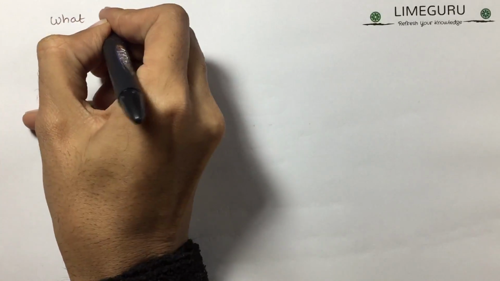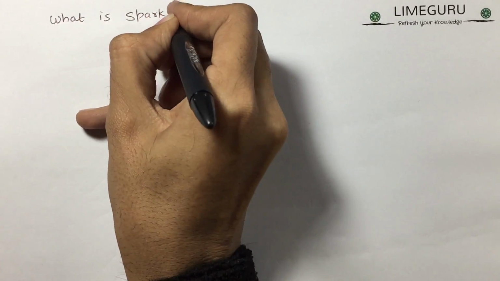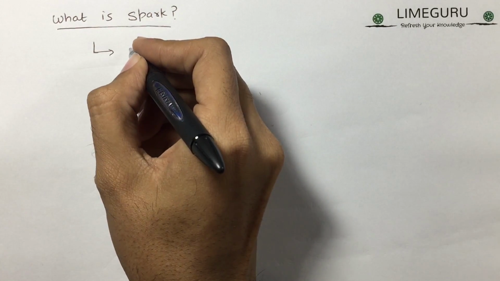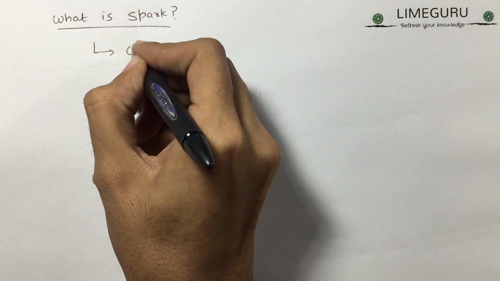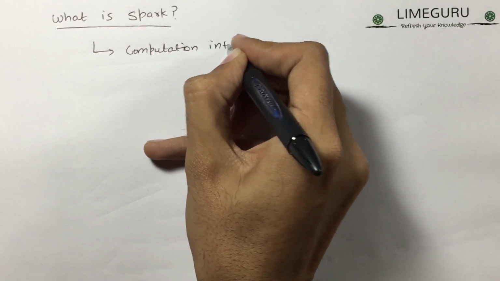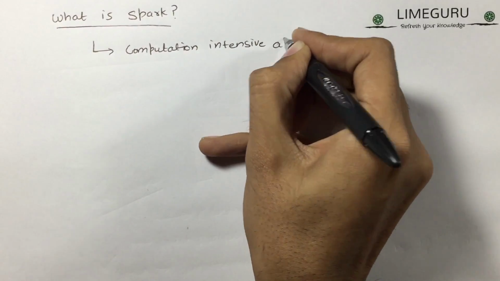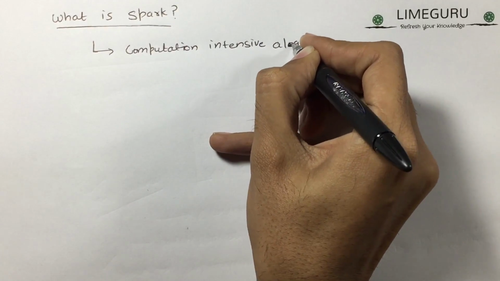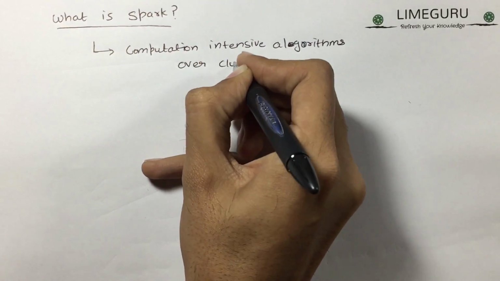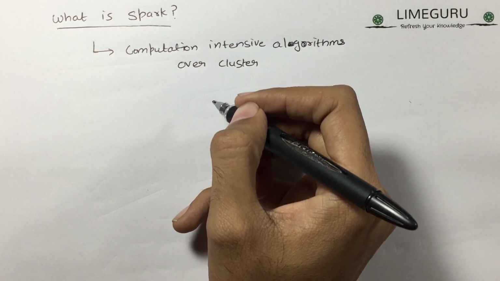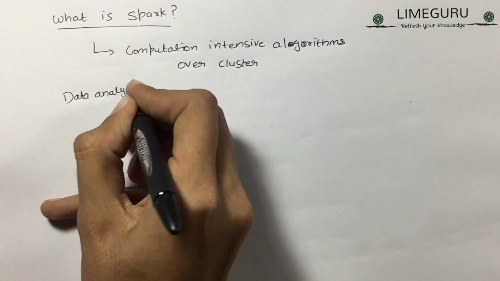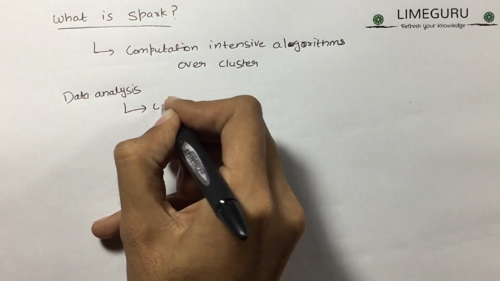What is Spark? Spark is basically used for computation intensive algorithms over a cluster. So let's suppose you want to do some kind of data analysis which is computation intensive.